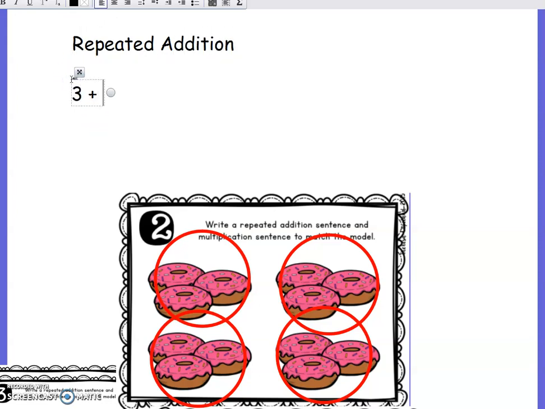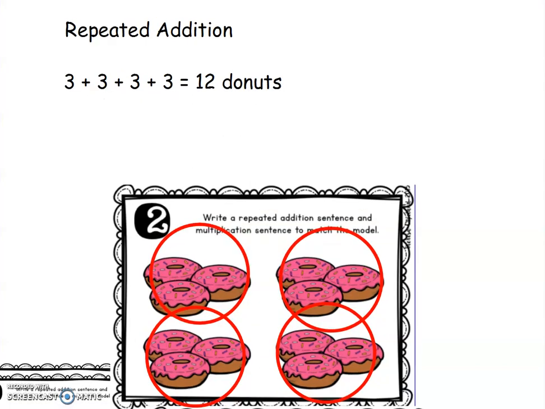So I'm going to write the repeated addition sentence first. Okay, so I have 3 plus 3 plus 3 plus 3. Okay, so we can count by threes. 3, 6, 9, 12. So I have 12 donuts. Now again, here's another way that you can solve this, looking at your doubles facts again. So 3 plus 3 is 6. 3 plus 3 is 6. 6 plus 6 equals 12. Okay, so I have 12 donuts.